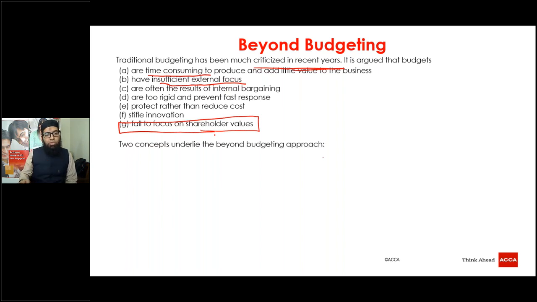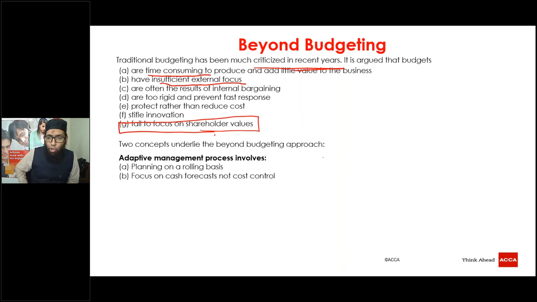It says two key concepts. First is the adaptive management processes. So it says, instead of making a rigid plan, just let's see the environment, how the environment is, what the demands of the customers are, what the demands of the suppliers are, how everything is going, and then adapt accordingly.